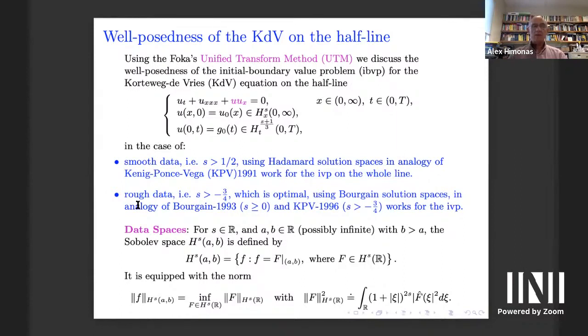Our data spaces are Sobolev spaces, on the half-line for the spatial variable and on an interval for the time variable. These spaces are defined as restrictions of Sobolev spaces on the whole line with the infimum norm. This is just to be clear about the data spaces, and to focus in the rest on the solution spaces.